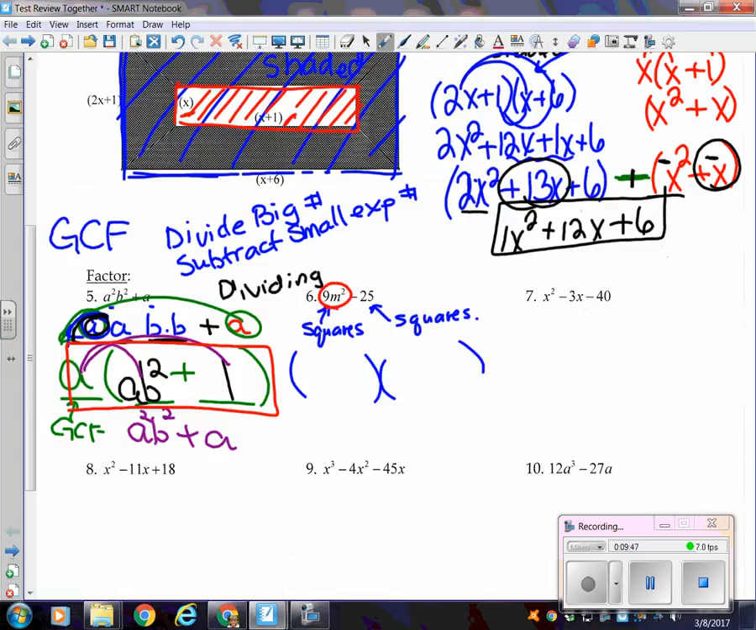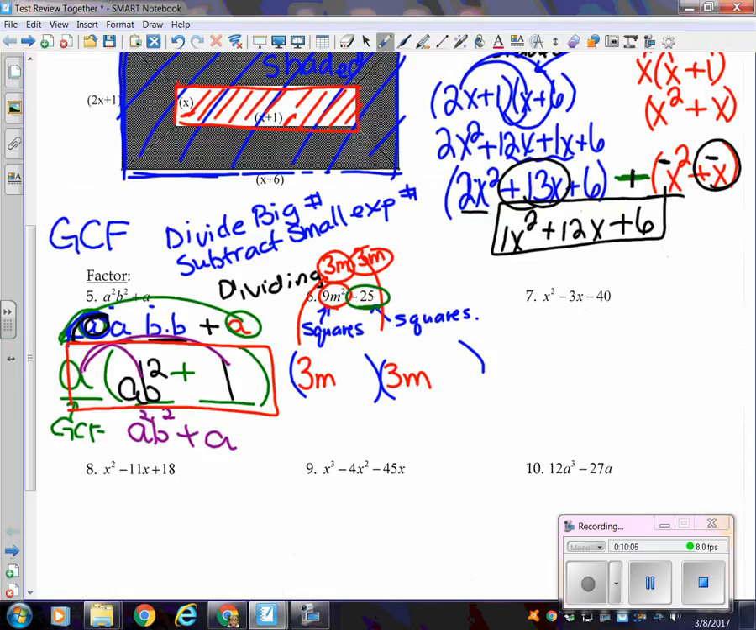9m squared is actually 3m times 3m. That's what makes it a square. It's the same thing times itself twice. So one of the 3m's goes in the front, and the other 3m goes in the front of the second parenthesis. The last part is 25.